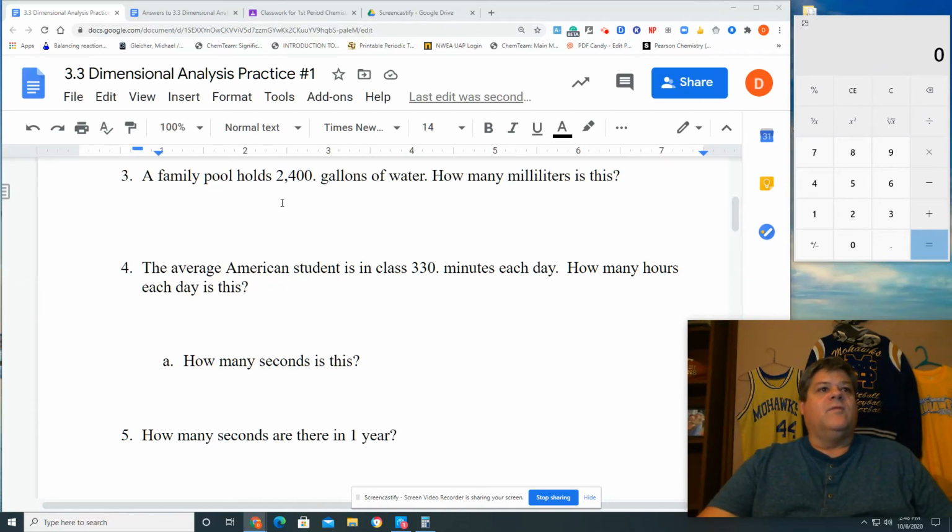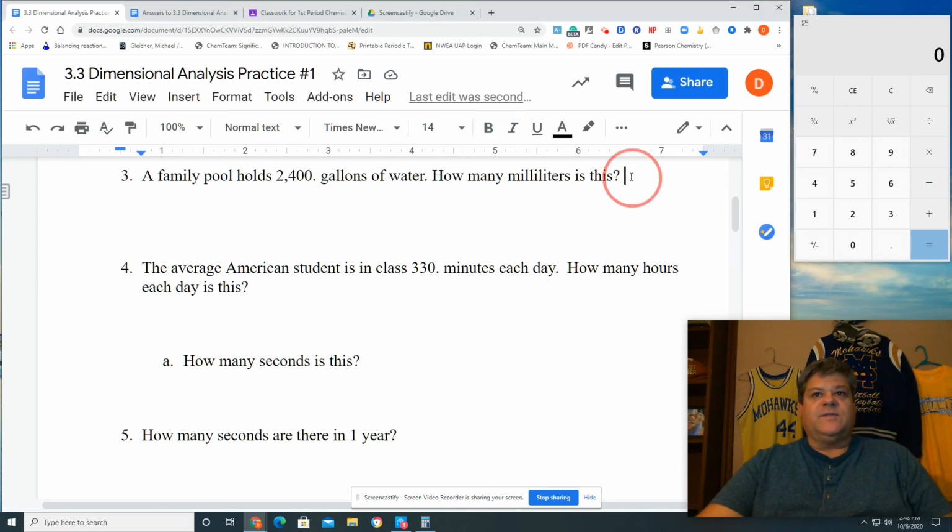Hey, now we're going to go over question number 3 from the 3.3 dimensional analysis practice sheet number 1. The question reads, a family pool holds 2,400 gallons of water. How many milliliters is this? So we have to convert from gallons to milliliters.